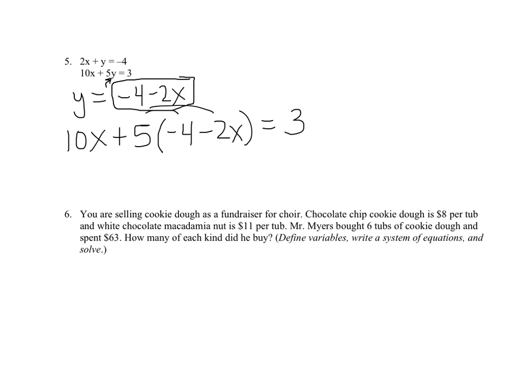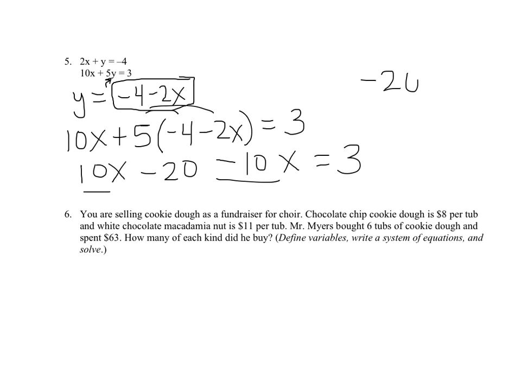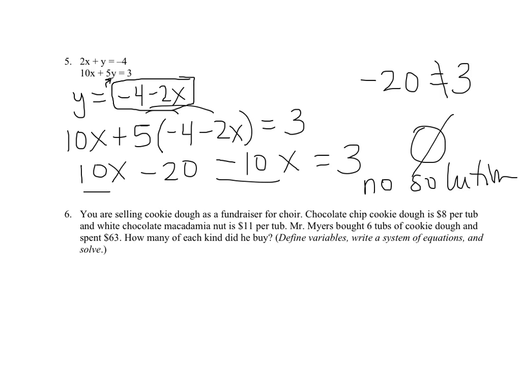When I distribute, I'm going to get 10x minus 20 minus 10x equals 3. Combine the 10x's, and those completely cancel out, and you get negative 20 equals 3. So, not a true statement, no solution. So you would say that this is no solution. This, of course, means that if you were to graph these two, these are parallel lines.